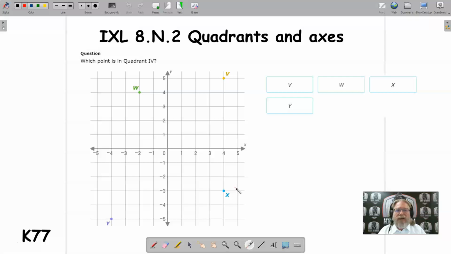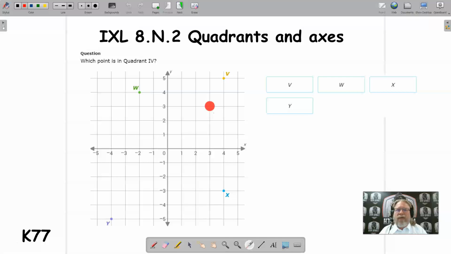Hello. This video is for IXL Activity 8.N.2 titled Quadrants and Axes. This goes along with our review of the coordinate plane. The coordinate plane has quadrants, and there are four of them.